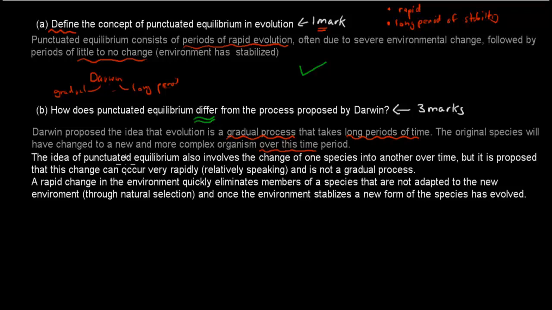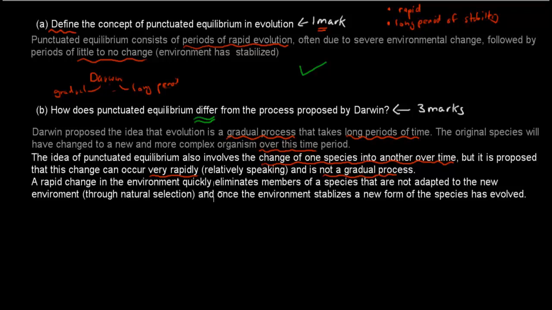The idea of punctuated equilibrium also involves a change of one species into another over time. So I guess this is how they are similar. That wasn't the main focus. We had to talk about how they're different, but I just put them in there as well. But it proposed that this change can occur very rapidly. I mentioned relatively speaking, because very rapidly sounds like it might take 2 years, whereas we're still talking about tens of thousands, if not hundreds of thousands of years, as opposed to millions of years for Darwin's evolution. And it's not a gradual process.